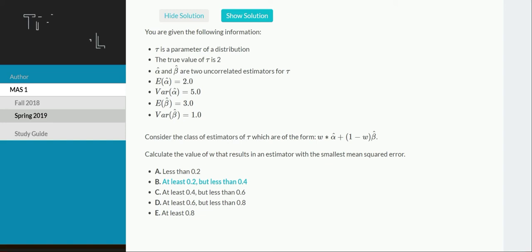Consider the class of estimators of tau which are of the form w times alpha hat plus 1 minus w times beta hat. Calculate the value of w that results in an estimator with the smallest mean squared error.